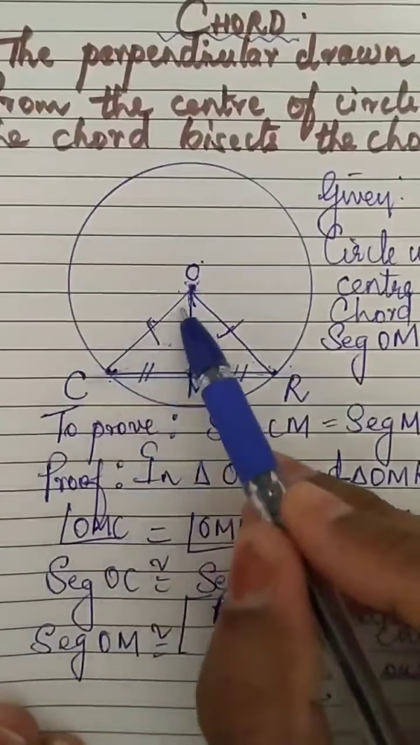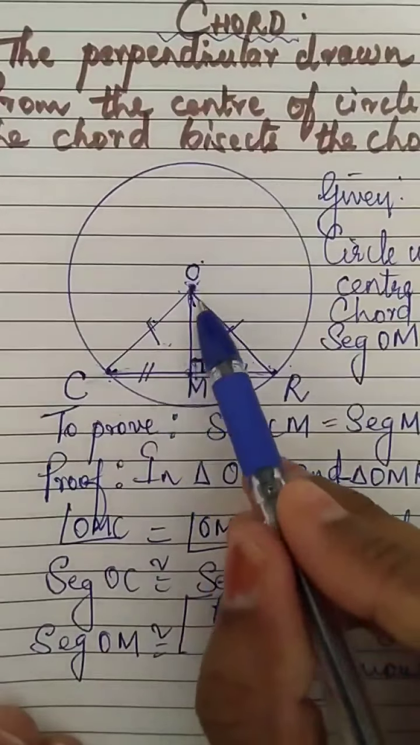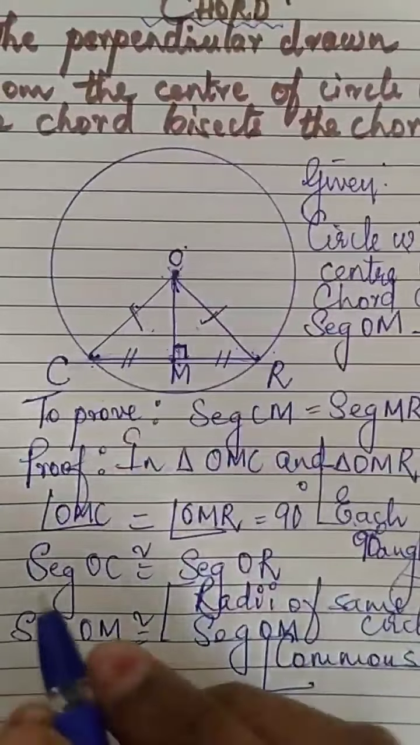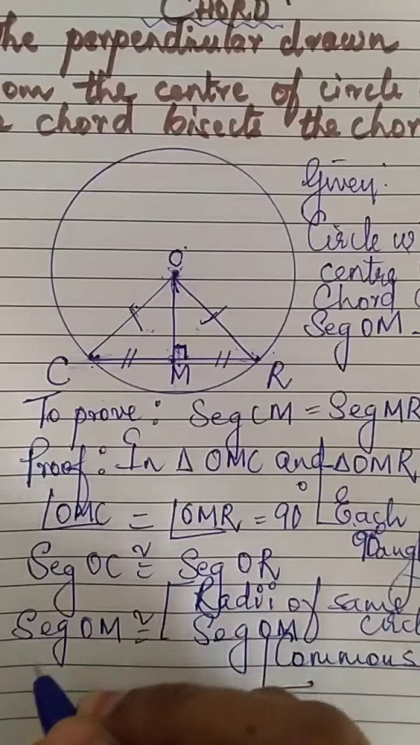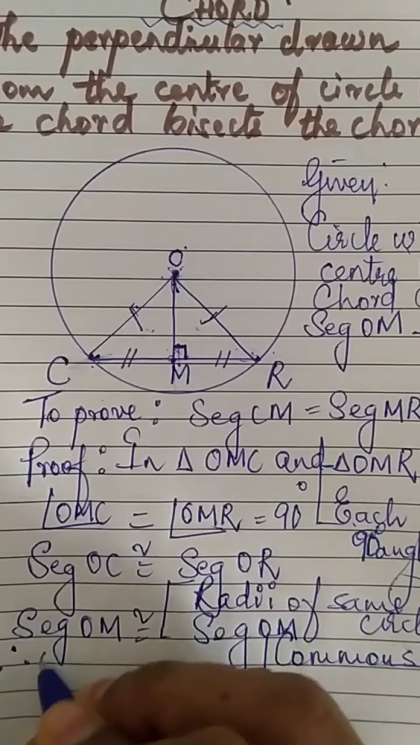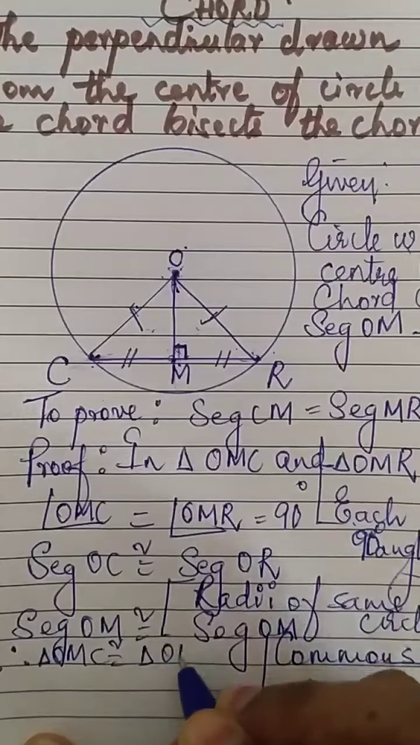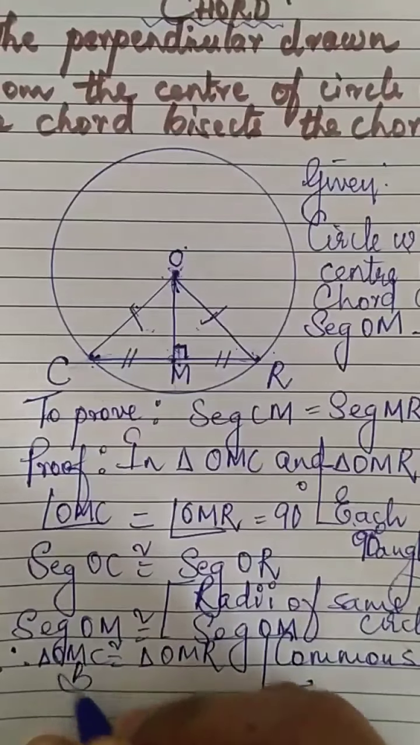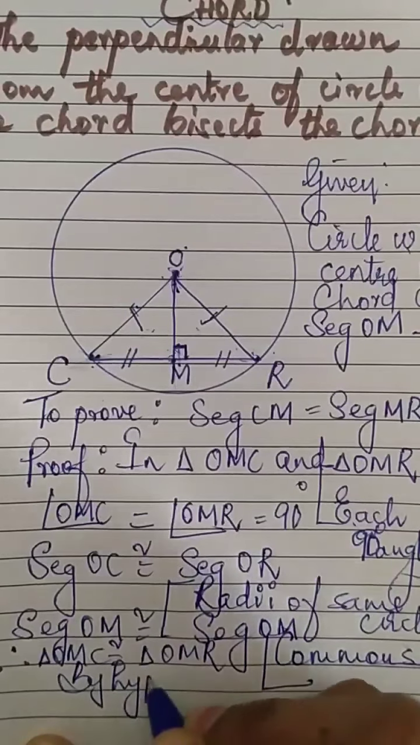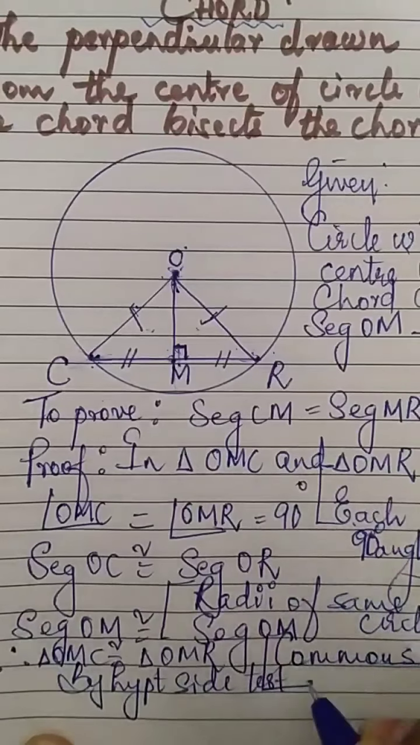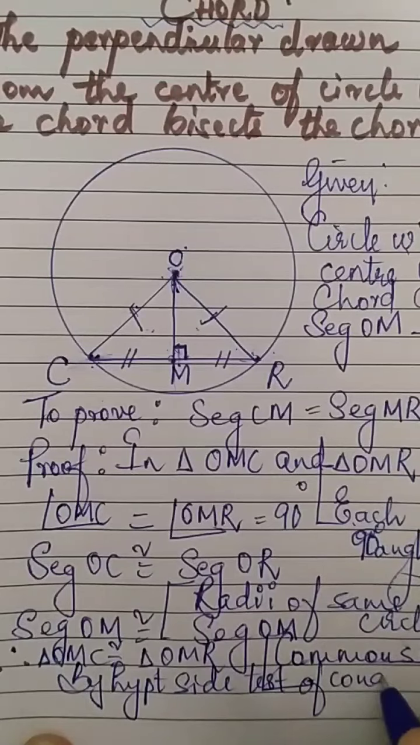So we got three things to prove the triangle congruent. We got hypotenuse congruent to hypotenuse, this common side and 90 degrees. So this is congruent by hypotenuse side test. Both the triangles are congruent by hypotenuse side test. So last step you will write, therefore triangle OMC congruent to triangle OMR by hypotenuse side test of congruence. Okay, complete it.